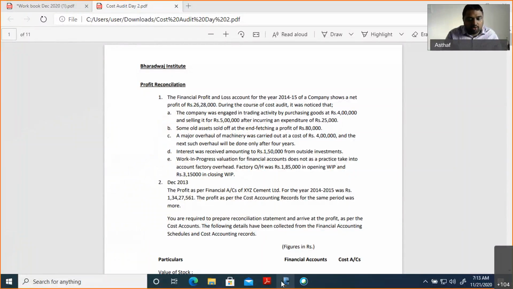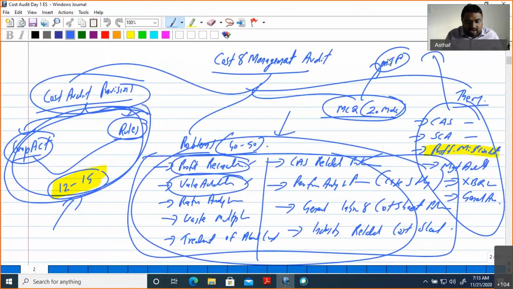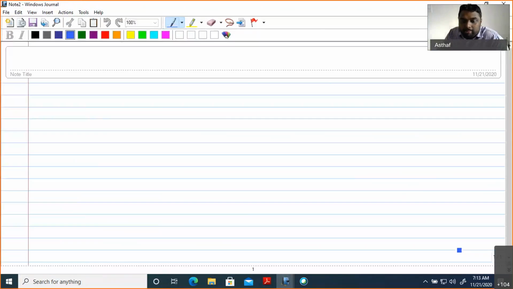In the last class, we already discussed who will submit the cost audit report, and what is the time limit for the cost audit report, all those provisions applicable by the law. We have already learned that the cost auditor has to submit his cost audit report in CRA 3.